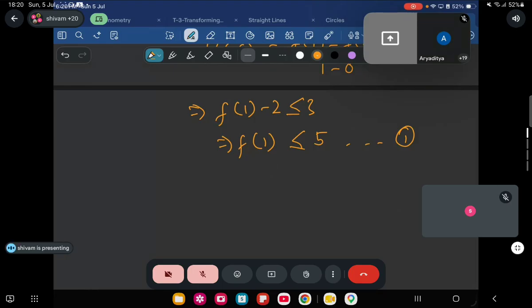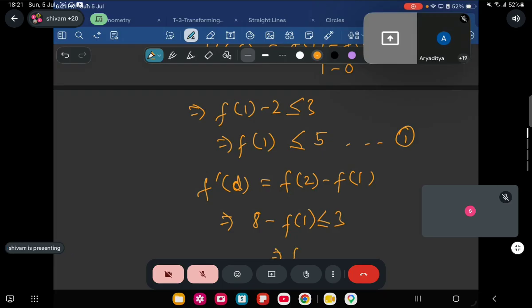Okay. So again, f dash D should be equal to f of 2 minus f of 1 upon 2 minus 1, right? F of 1 we need to find out. And f dash D is less than or equal to 3. F of 2 is 8. So 8 minus f of 1 must be greater than or equal to 5. Tell me, those who are online, are you people getting? Tell me, is it clear? So from these two inequalities, we can say that f of 1 has to be equal to 5.